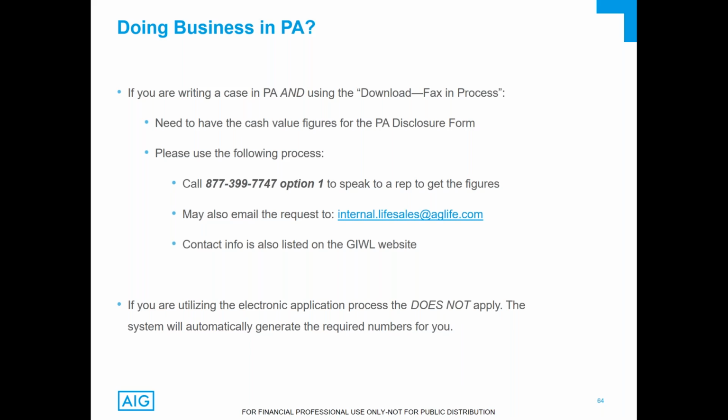And if you have any questions, you can feel free to call our sales desk at 877-399-7747, option 1. Again, that's 877-399-7747, option 1. Or you can send them an email at internal.lifesales@aglife.com. So again, this is for anybody doing business in Pennsylvania. Those are actually good numbers and email addresses to save anyway. They're a great resource. They support all of our agents in the field, and they answer a lot of questions. That's also the same number you call in the event you're having an issue with being locked out of the platform or having an issue registering for the platform.